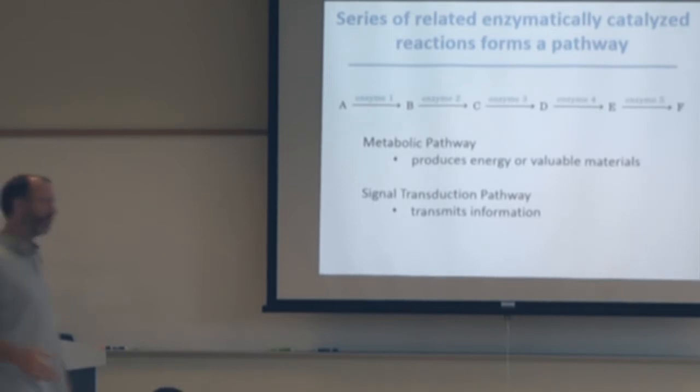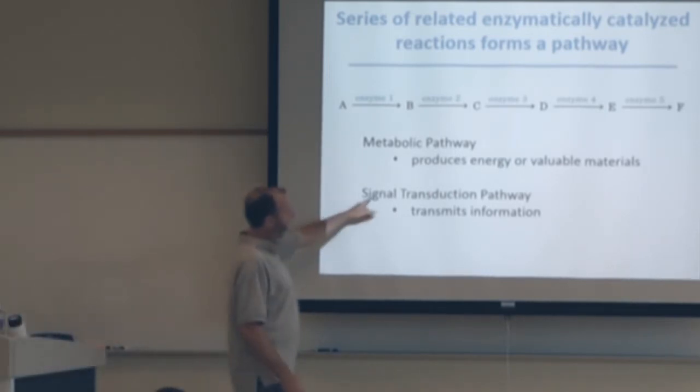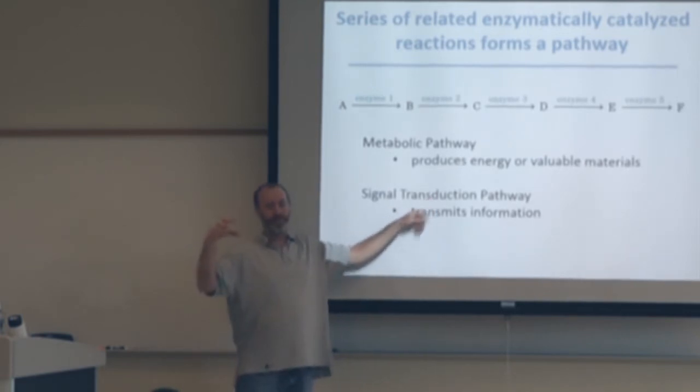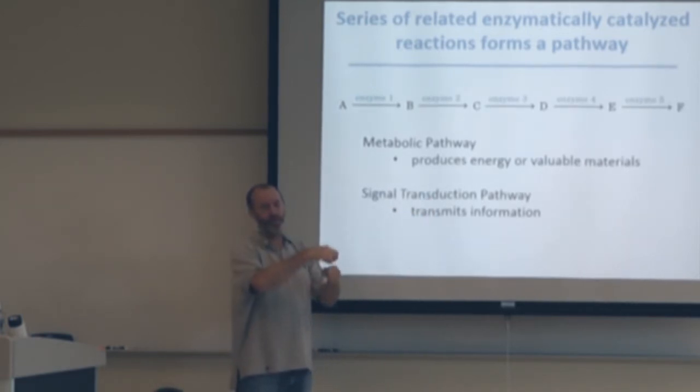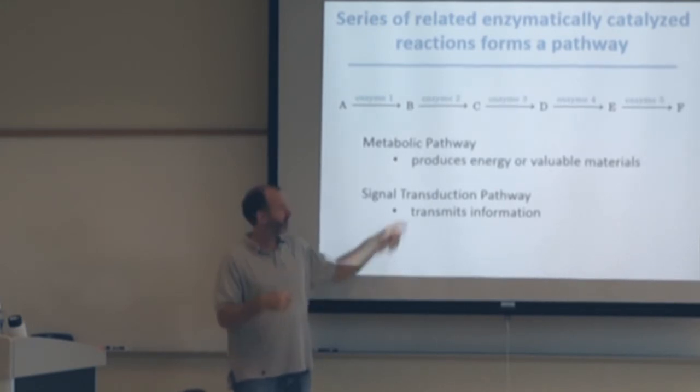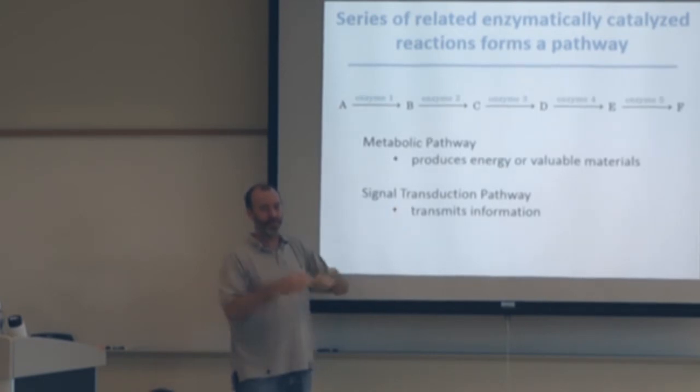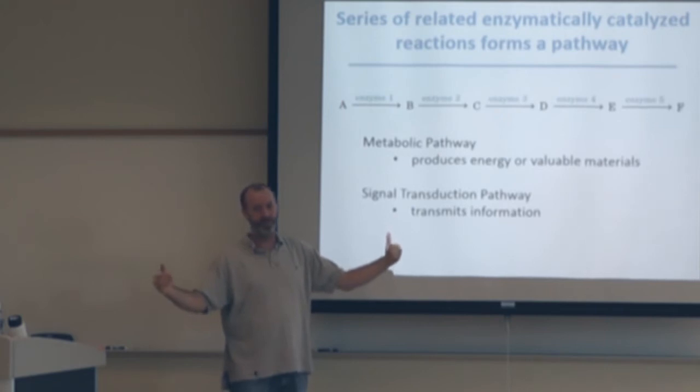So the signal transduction pathway is that pathway that goes from the signal, the insulin binding the receptor, all the way to the nucleus. You start making new proteins, and it also triggers kinases and phosphatases that will get those vesicles to fuse with the plasma membrane.